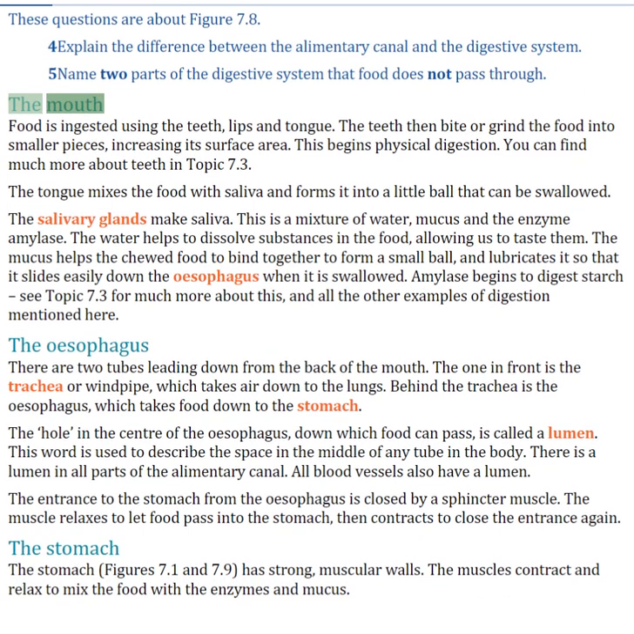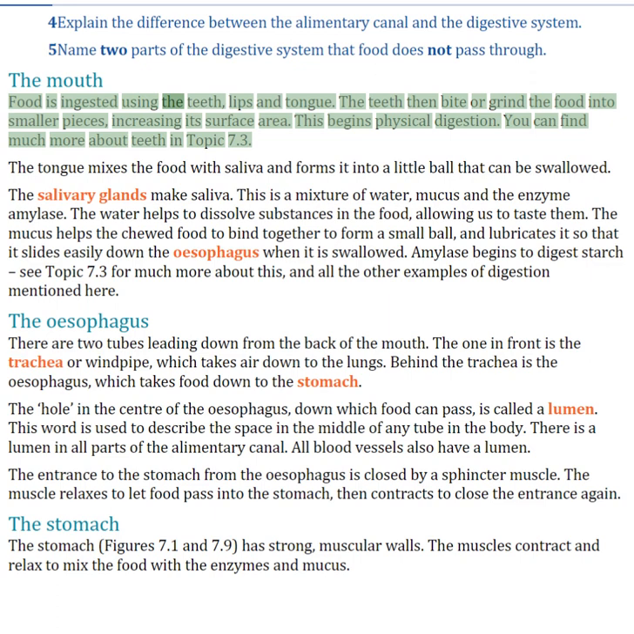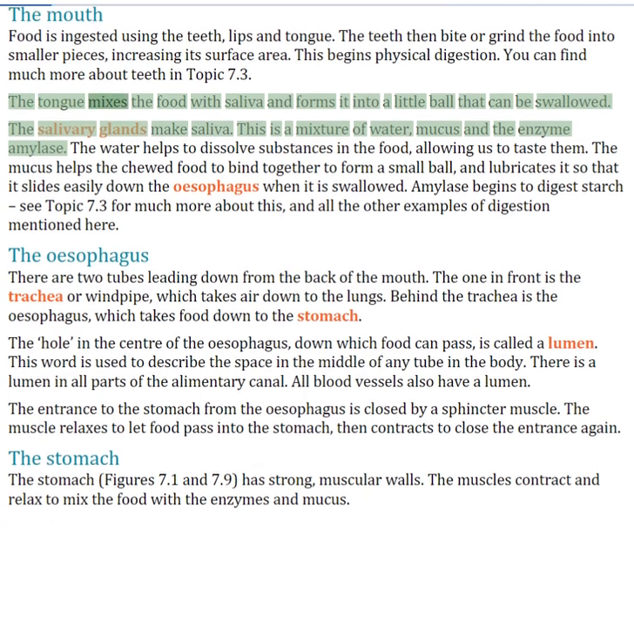The mouth. Food is ingested using the teeth, lips and tongue. The teeth then bite or grind the food into smaller pieces, increasing its surface area. This begins physical digestion. You can find much more about teeth in Topic 7.3. The tongue mixes the food with saliva and forms it into a little ball that can be swallowed.